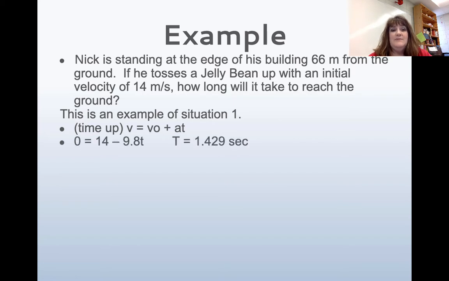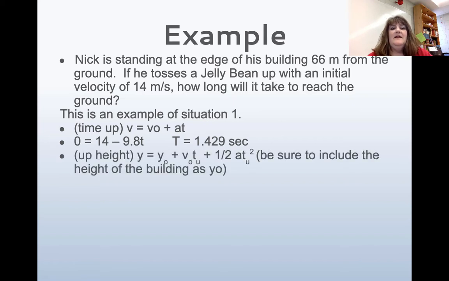Remember that time is v minus v naught divided by a. So that your time up is 1.429 seconds. Then you can find the ultimate height because y is equal to y naught plus v naught t plus 1/2 a t squared. Be sure to include the height of your building as your y naught.